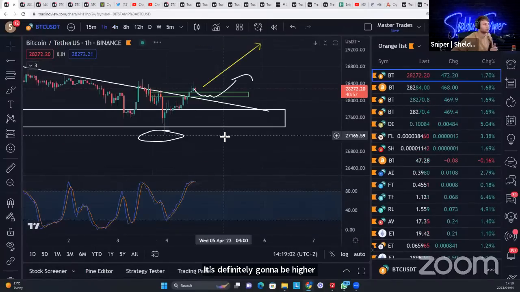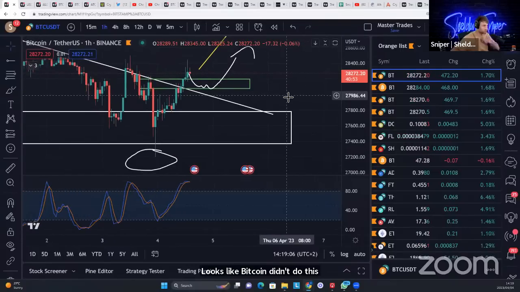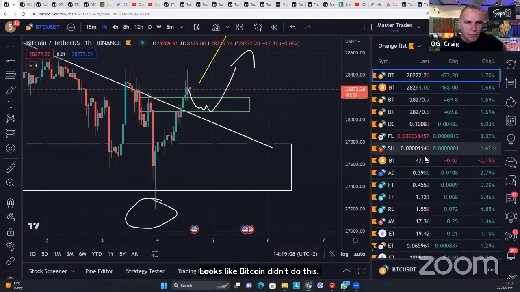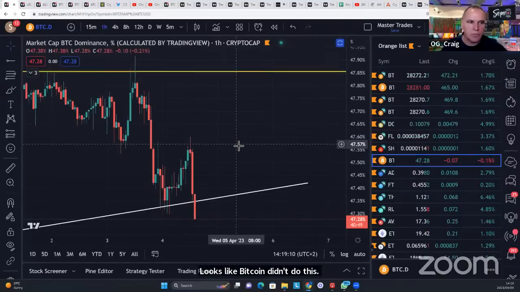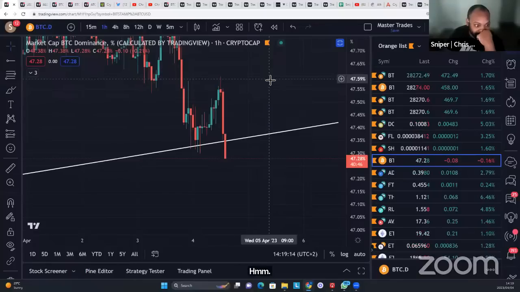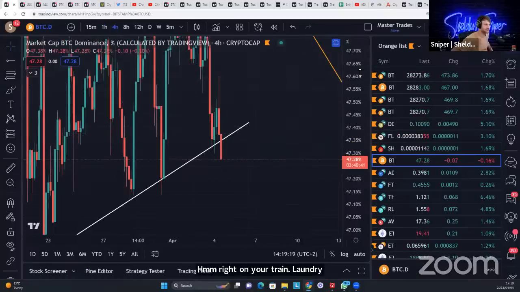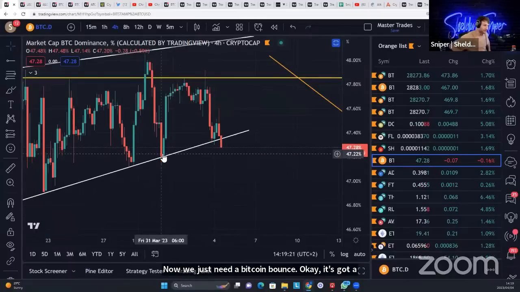Looks like Bitcoin didn't do this. Sheldon, go look at your Bitcoin dominance. Now we just need a Bitcoin bounce. Okay, it's got to close, because we've had two small breaks before. It's got to close, but now we just need a big Bitcoin bounce. If Bitcoin bounces now, the market's going to rip.